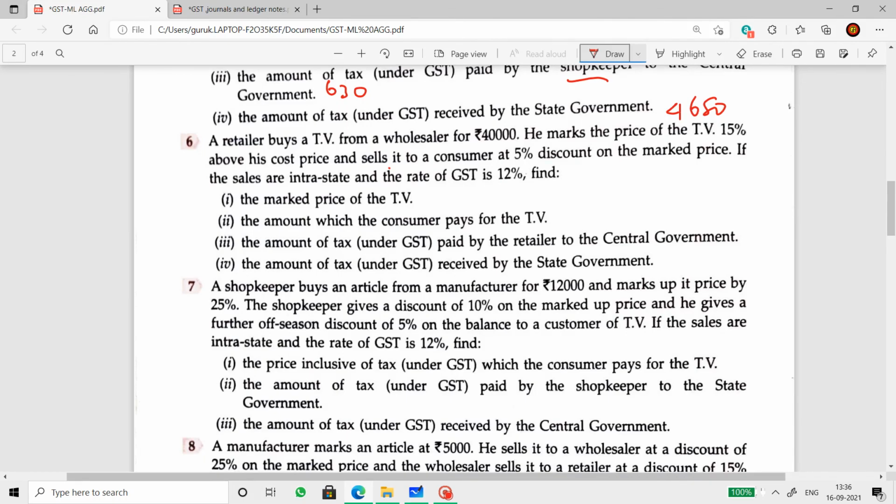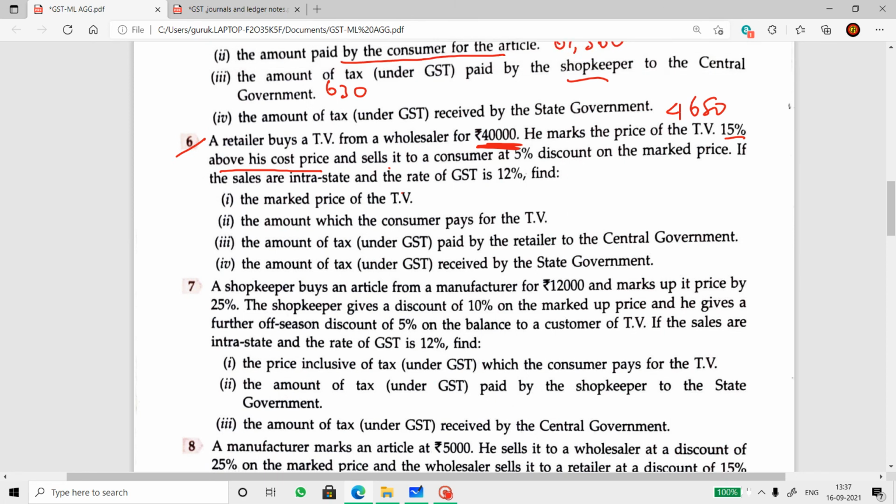So this 6th question. A retailer buys a TV from the wholesaler for 40,000. He marks the price of the TV 15% above his cost price, and sells it to the consumer at 5% discount on the mark price. So here it's slightly different from the previous model. As we move on, the level of toughness increases.